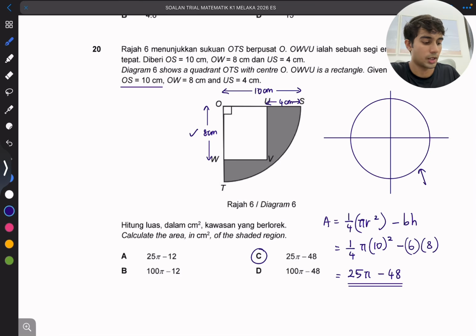So in this case, since they didn't give us the pi and the final answer is given in terms of pi, no need to times the pi. No need to do 22/7 or 3.142. That's it.